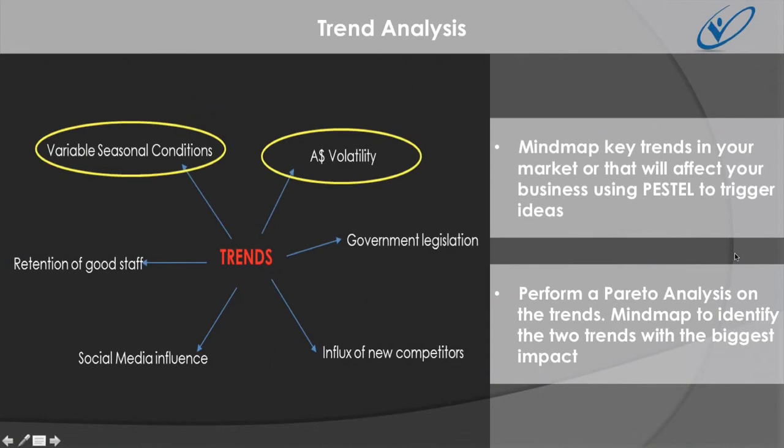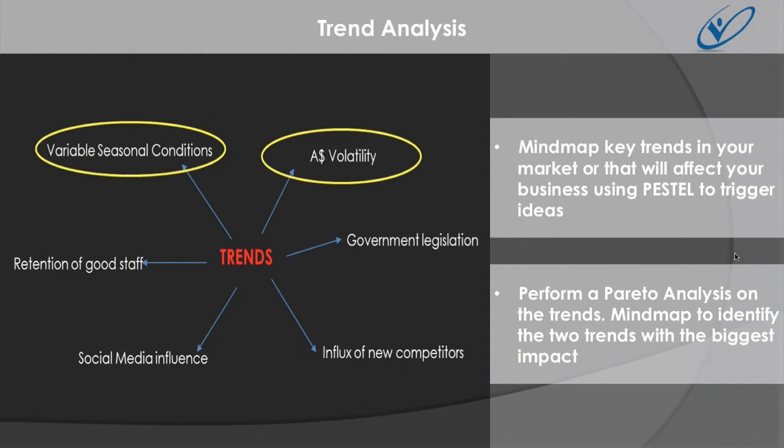Now, if you've done your pest analysis and mapped out the pestle trends for your business, what I want you to do is then use the Pareto principle, the 80-20 rule. I want you to pick the 20% of things on your mind map that could give 80% of the variability or the change in your business. In my example, I've selected 2. So you want to select 2 factors.